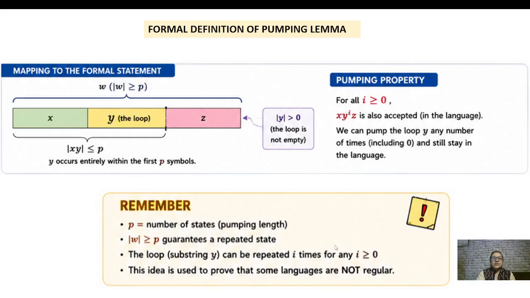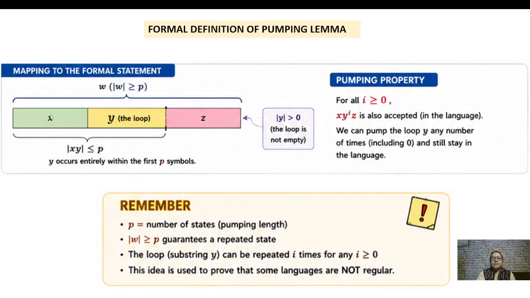Now let's connect our story with the mathematics. The train journey corresponds to the string W, that is the total length W, equal to X, Y, and Z. Look at the rectangle with the colored sections X, Y, and Z. Let us understand each part.